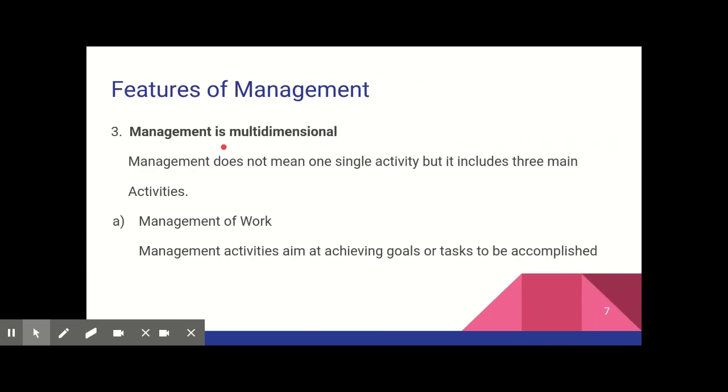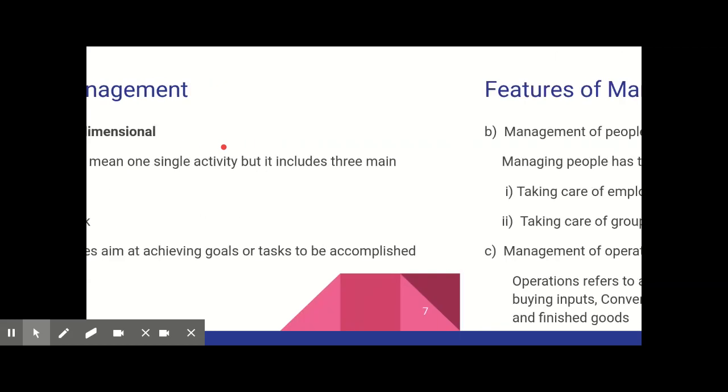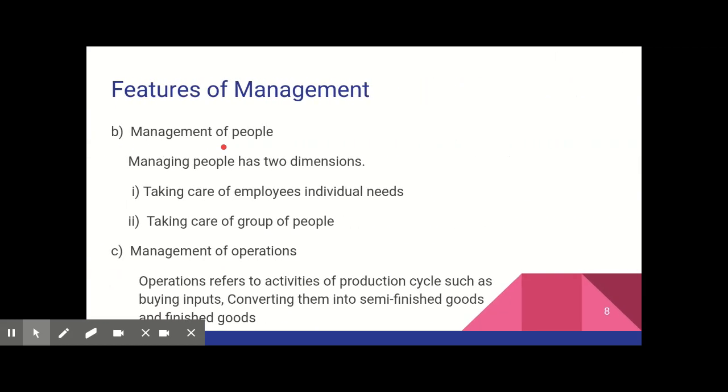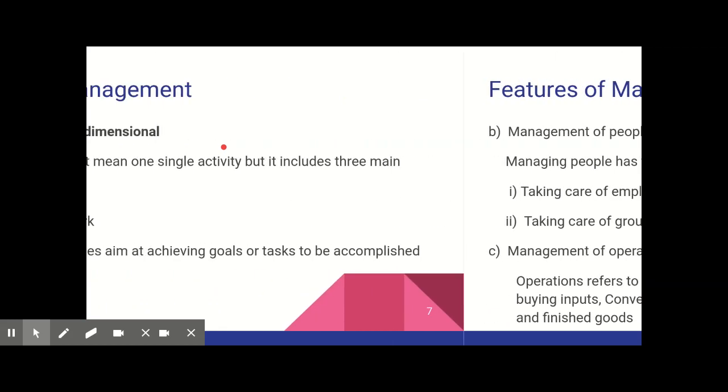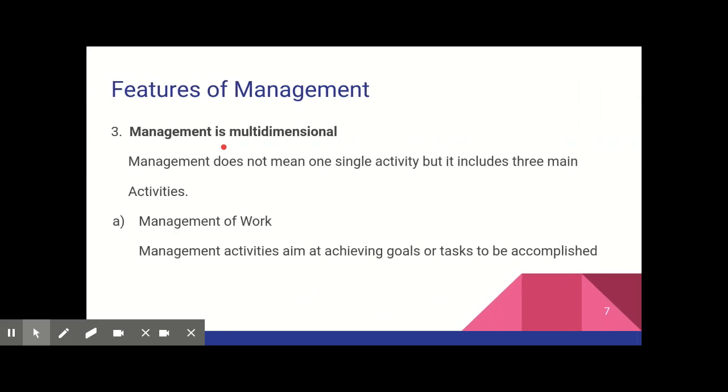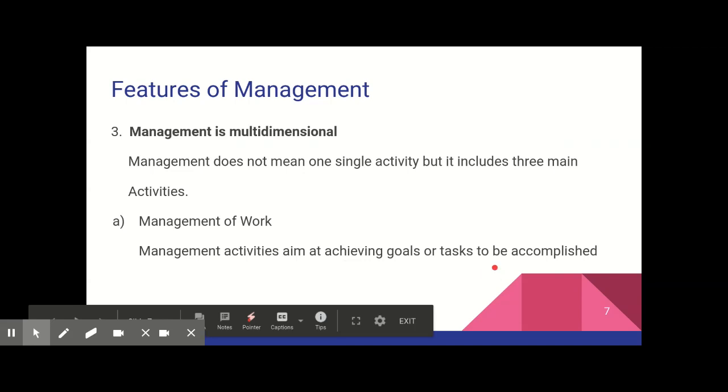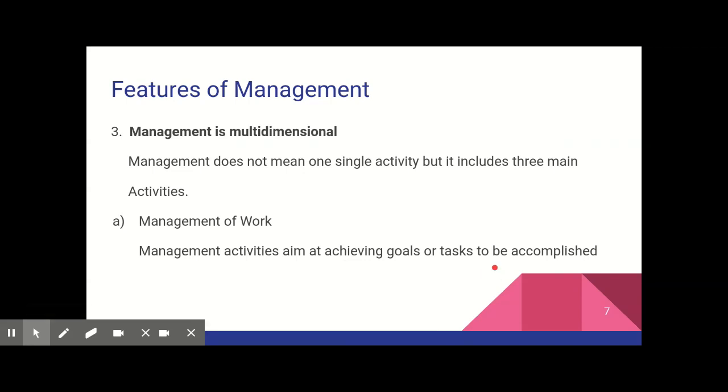Management is multi-dimensional. Management doesn't have only one dimension. Management includes three activities: management of work, management of people and management of operations. Management of work aims at achieving goals or tasks to be accomplished. We are accomplishing a task, we are accomplishing a goal. That is management of work.